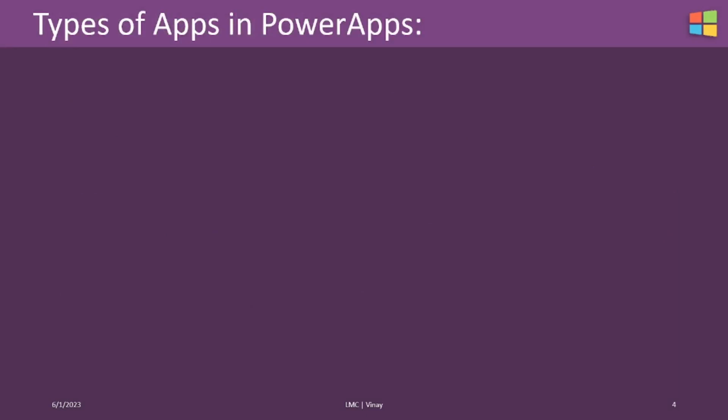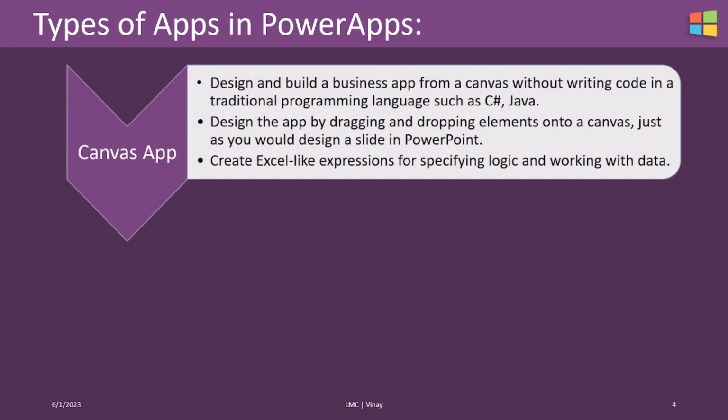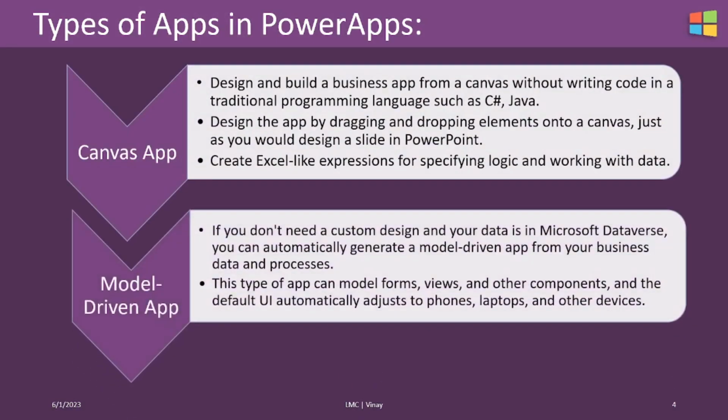Now, the types of apps we can build in Power Apps. We can build two types of apps. First is canvas app, second is model-driven app. Canvas app, as the name suggests, provides us a canvas where we simply drag and drop elements and design the UI just as we do when we design a slide in PowerPoint. And to define logic, we have Excel-like expressions. One more thing, canvas apps can be connected to multiple data sources like SharePoint, SQL, Excel, Dataverse, etc.